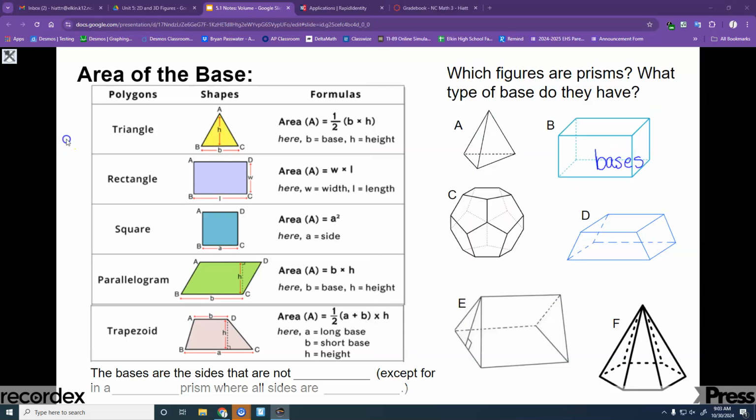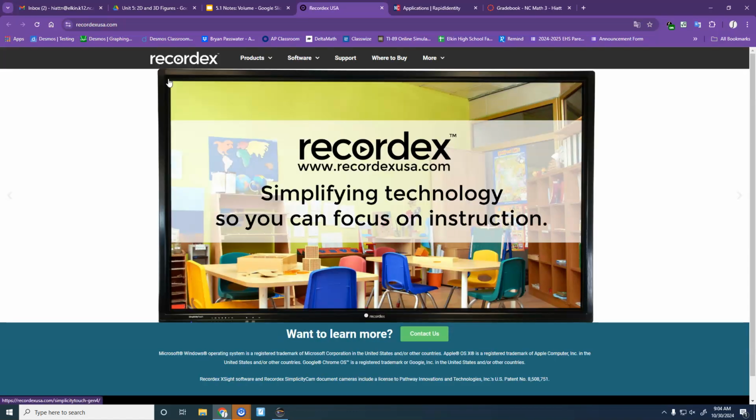Okay. So let's look at some things that you will be asked to do here. Actually, first we need to fill in down here at the bottom. It is really important that you know the bases are the sides that are not rectangles. Except for in a rectangular, what happened? Where'd it go? Oh, good gracious.